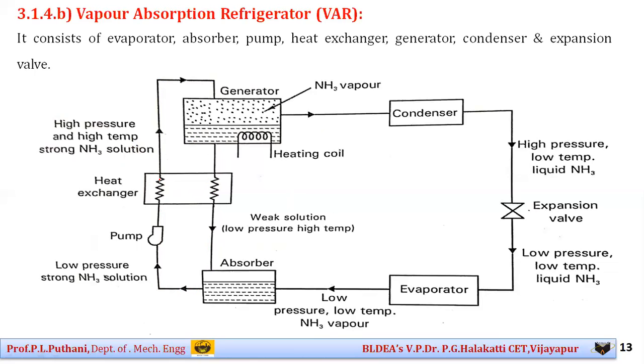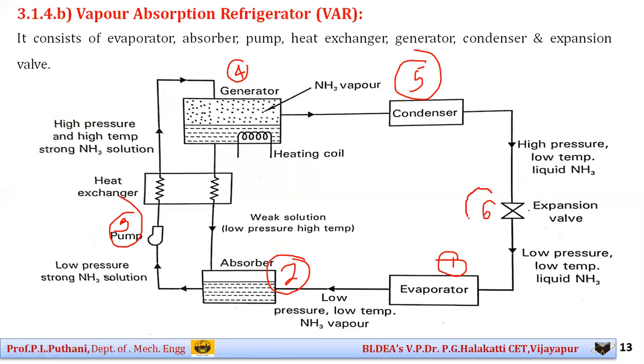Now, in this way, the entire cycle repeats from evaporator to absorber. As I said, once more I will show. The cycle repeats again from evaporator to absorber. Then from the absorber, the strong ammonia solution is pumped using a pump to the generator, passing through the heat exchanger. In the generator, the ammonia vapors are separated and move to the condenser, where they are condensed due to the reduction in temperature, and to reduce the pressure, the refrigerant is then passed through the expansion valve, where the pressure is reduced.